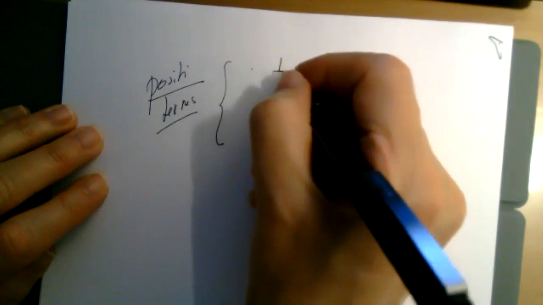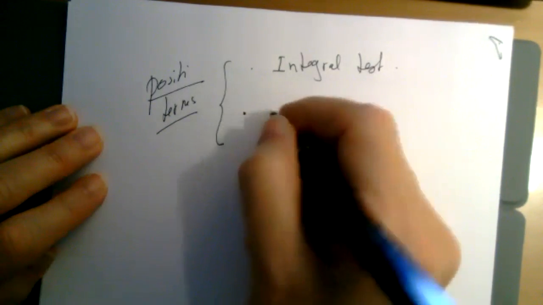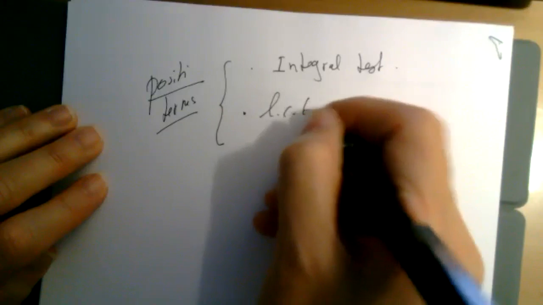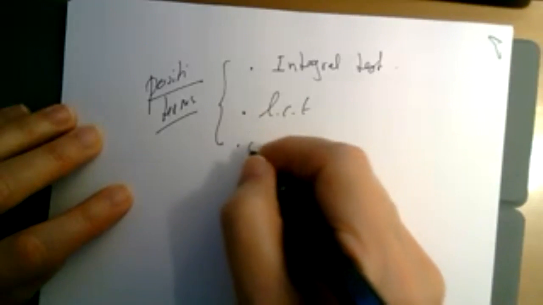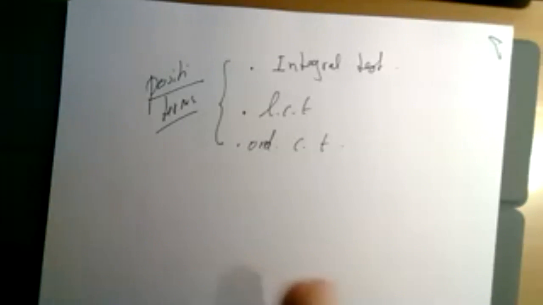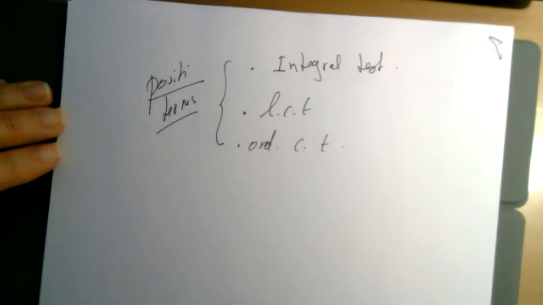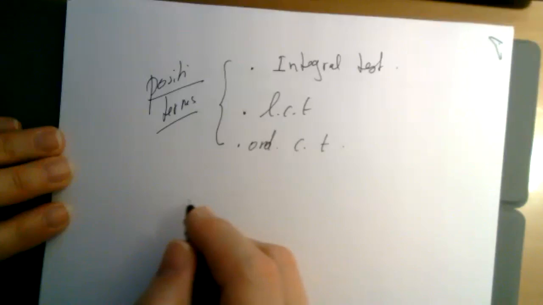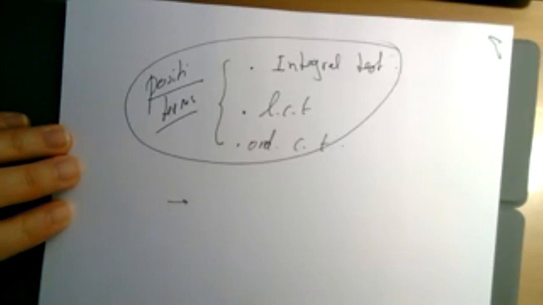And we saw 3 tests. The integral test, when we compare the terms to an integral. The limit comparison test, where we study the behavior when n goes to infinity. And the ordinary comparison test, where we compare our series term by term to another series. And then yesterday, all those work for series with positive terms.